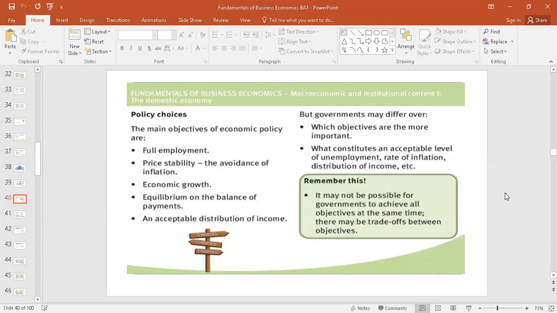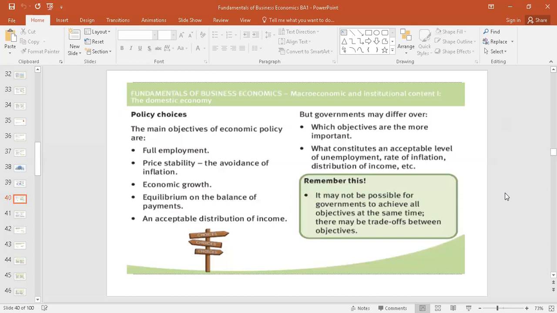If there's too much fluctuation in the prices, then the trade cycles also get affected. So we can see that inflation or stagflation or other things happen in the economy. That is not advisable for any economy. So another important aspect is keeping the prices stable, or making efforts to put the prices at stable values. Then the overall economic growth: the economy has to grow year after year. Then equilibrium on the balance of payments.